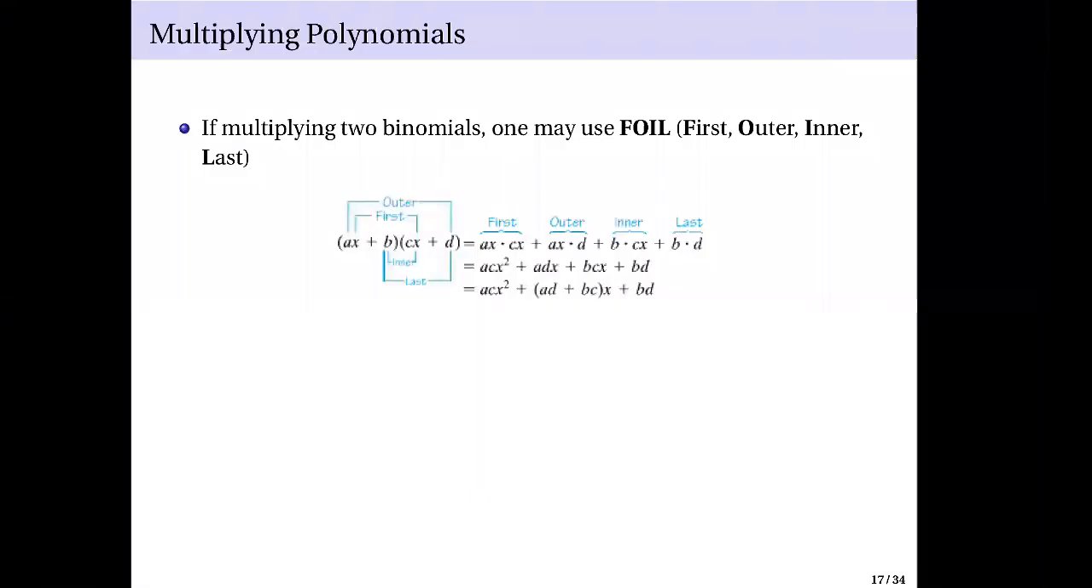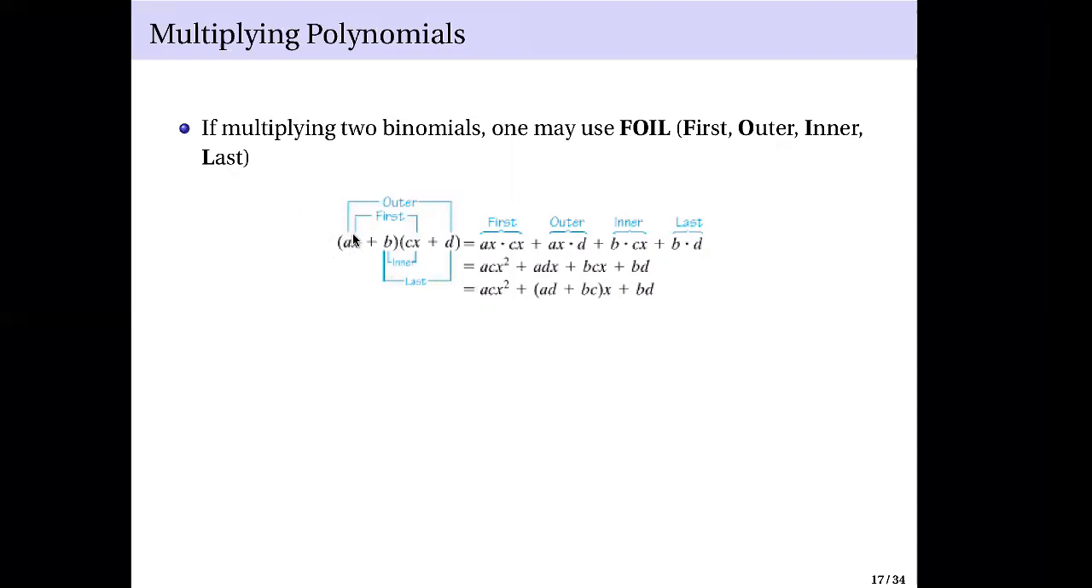Another method of multiplying polynomials is with the use of FOIL. In this case, we just have to multiply two binomials, meaning two terms. They will be of the form ax plus b and then cx plus d. So the FOIL method: first, outer, inner, last. What does this mean? What do first, outer, inner, last represent?